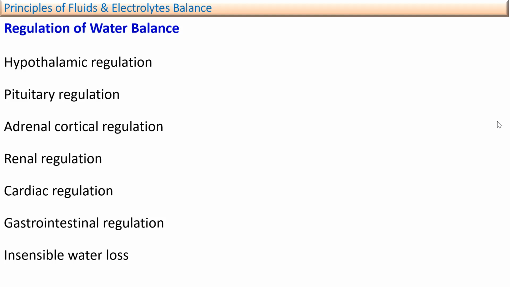Adrenal cortical regulation. The adrenal cortex releases hormones to regulate water and electrolytes, such as the glucocorticoid cortisol and the mineralocorticoid aldosterone. Aldosterone is a mineralocorticoid with very strong, potent sodium-retaining and potassium-excreting capacity.